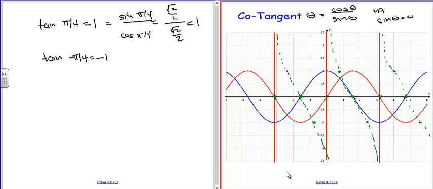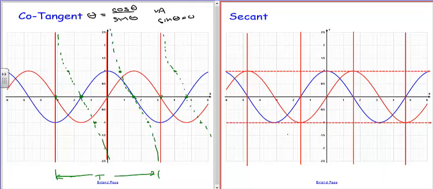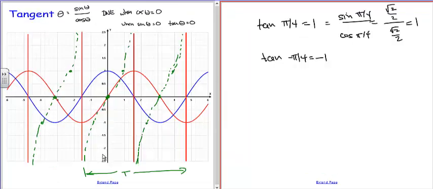Again, you can see the period is the distance between any two vertical asymptotes. It's also twice the distance between the x-intercepts. So we have one here, another one, you skip over that, you don't count that one. The distance from here to here is the same as the distance between the two vertical asymptotes. That's why I said the cotangent and the tangent are very similar. They're shifted a little bit from left to right, and they're also flipped, but they're the same basic shape.